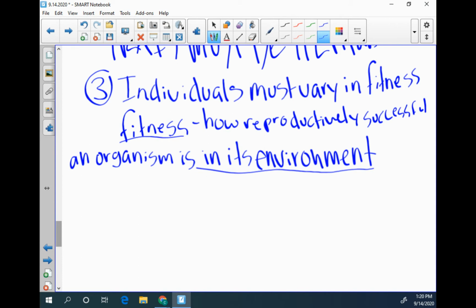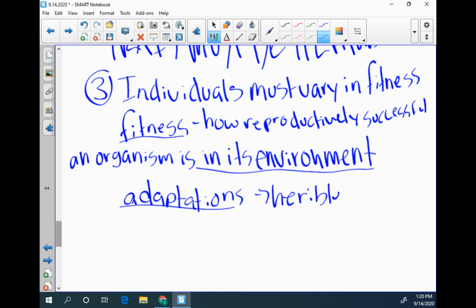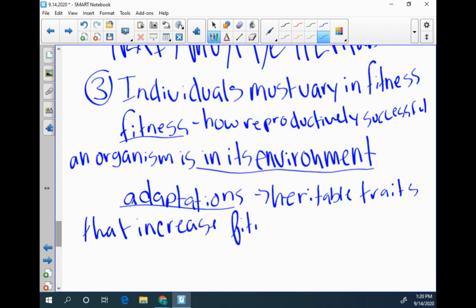Fitness is increased through adaptations. Adaptations are heritable traits, meaning you get them from your parents, that increase fitness. If a bird has a specially shaped beak that helps it break open seeds a lot easier than other birds, that bird has an adaptation because it allows it to survive better in its environment because it can get more food. That is an adaptation.